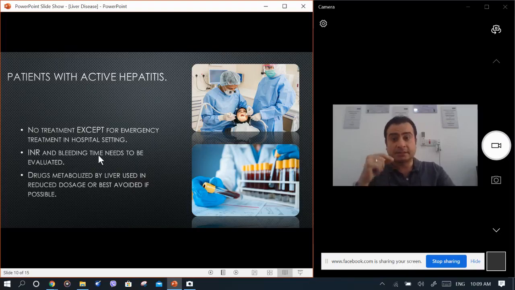In addition, since the liver is not functioning normally, drugs can't be metabolized as they should in the normal condition. So drugs metabolized by the liver should be used in reduced dosage or best avoided if possible. Drugs that are metabolized by the liver include local anesthesia, for example, and paracetamol. These are common medications that we usually use in dentistry and need to be used in low doses to avoid any complication.